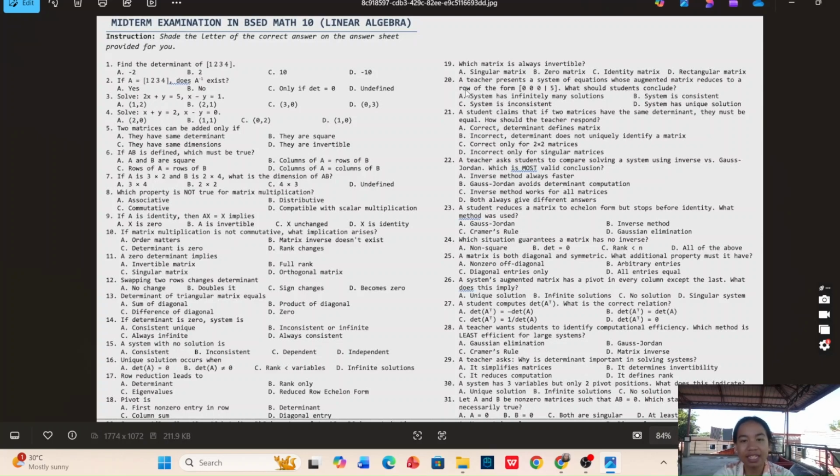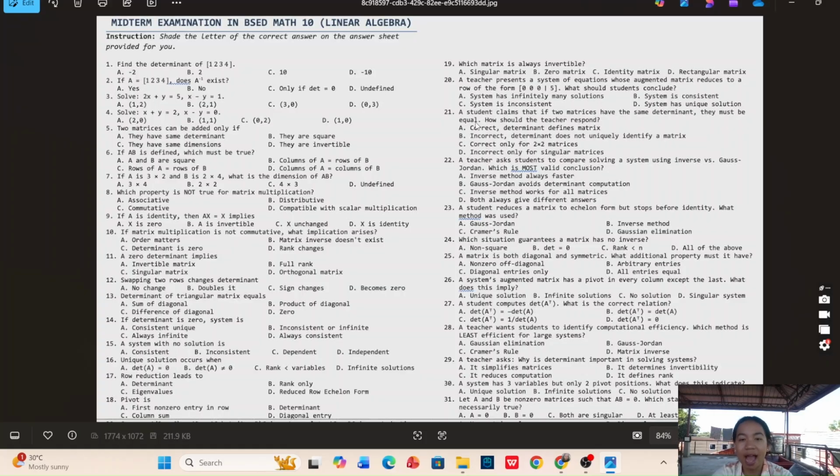Number 20. A teacher presents a system of equations whose augmented matrix reduces to a row of the form 0, 0, 0, 5. What should students conclude? Among these choices, the correct answer is letter C. It is because a row like 0, 0, 0, 5 represents an impossible equation, so the system is inconsistent.